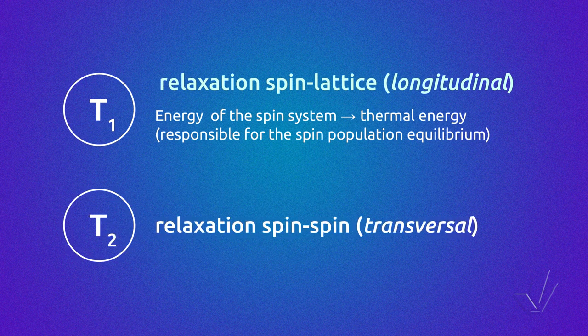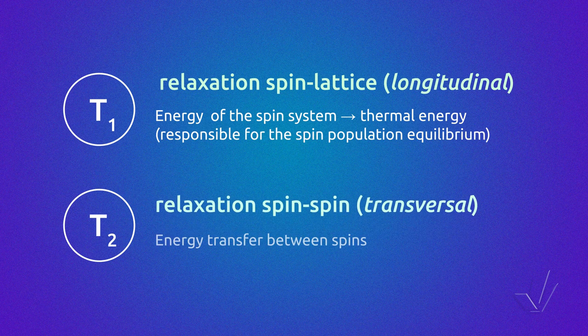T2 spin relaxation is transversal because it occurs perpendicular to the direction of the field and is an energy transfer between spins. As the molecular movement of neighboring nuclei in the same molecule is responsible for the relaxation process, T1 and T2 are used to study molecular motions in the polymer chain. To know more about basic concepts of NMR, you can refer to the following literature.